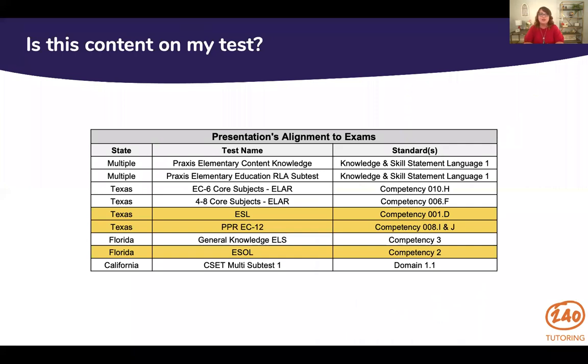Now, if you're wondering, is this content on my test? Here's a chart that will show you. Now, I want to note something I added. If you've been watching this series, you may think, there's now 3 things highlighted in yellow instead of just 2. I added a row in here for the TExES, PPR, EC through 12 exam. You'll see there is a competency with 2 knowledge and skill statements noted here about teaching reading, writing, and conventions to English language learners. So if you're taking that test, this video is for you too.